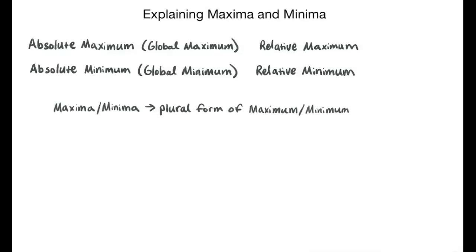If a function has several relative maximum points, we can say that it has several relative maxima, since maxima is the plural form of maximum. And if a function has several relative minimum points, we can say that it has several relative minima, since minima is the plural form of minimum. Relative minima, or maxima, are also referred to as local minima or maxima.